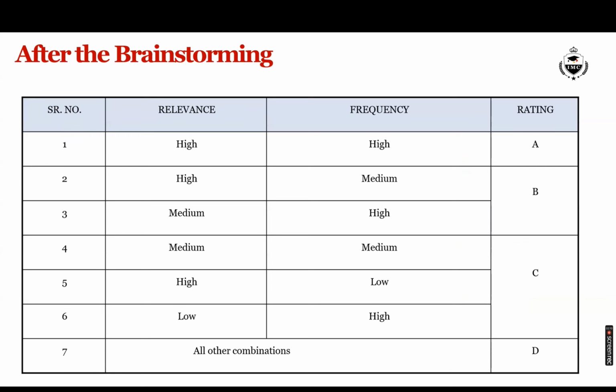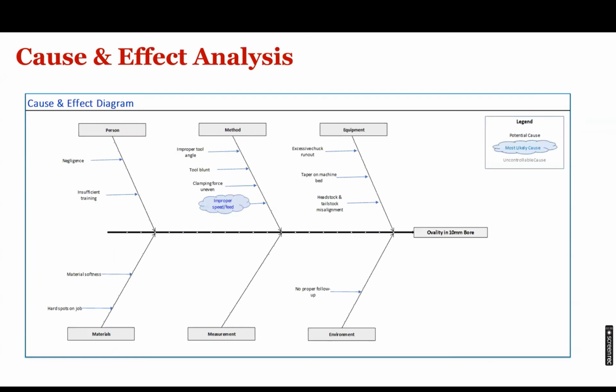Another way of prioritizing root causes is understanding the relevance and frequency of each in the organization. Accordingly, we can rate it as high, medium, low, or 5, 4, 3. And based on the weightage, we can eventually decide which one to prioritize.